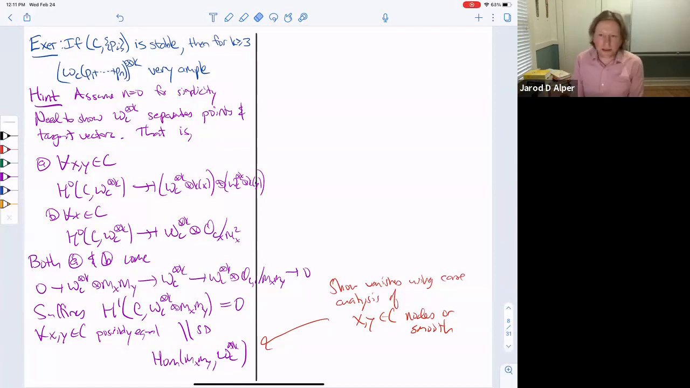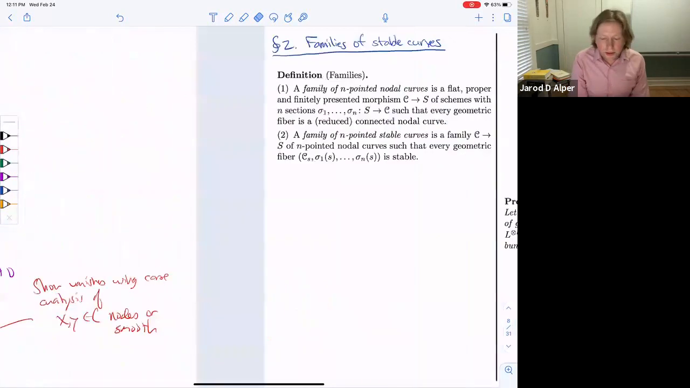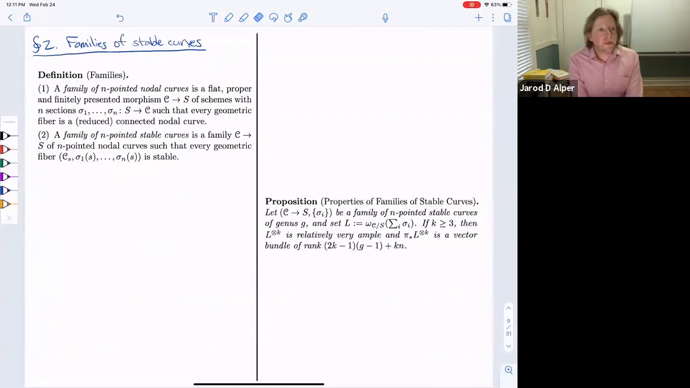I think my next topic, I'm going to move on to families of stable curves. So it's a good time for questions or comments if you have any. All right, so far we've just discussed stable curves over a field. Let's now move on to families of stable curves.